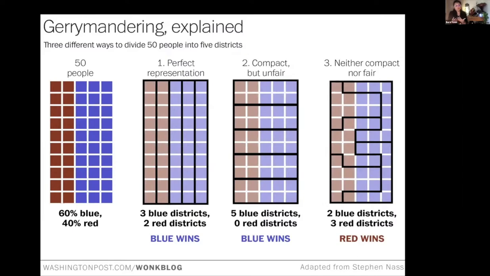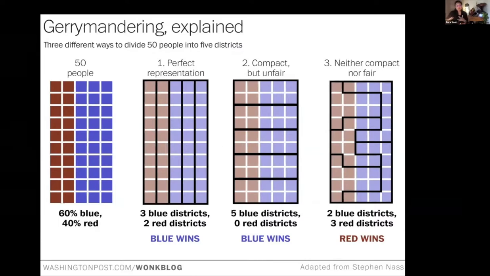So in the perfect representation of the first graph, in a perfect world, if all the same people were living in the same places and nothing was nuanced or complex, we would have 5 very clean districts that would be pure in red and blue vertical lines. In number 2, we have compact but unfair, where we divide it up horizontally, where actually in this instance there are 0 red districts because they are all in the minority, and all 5 districts end up being blue.